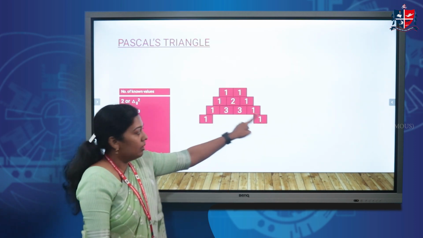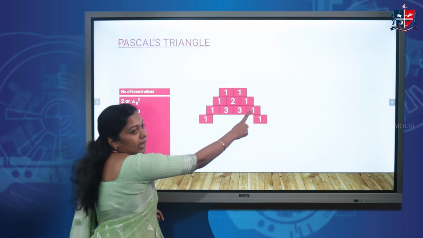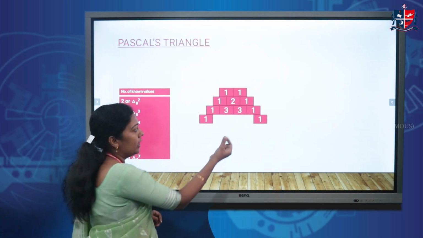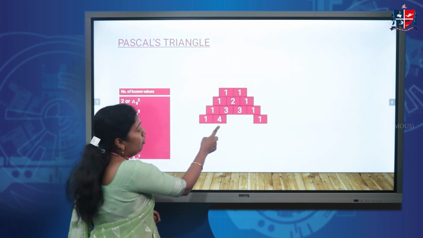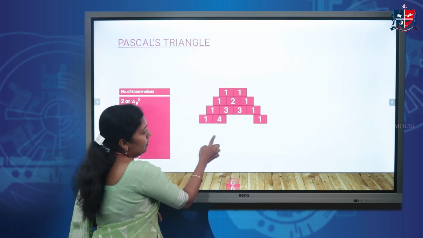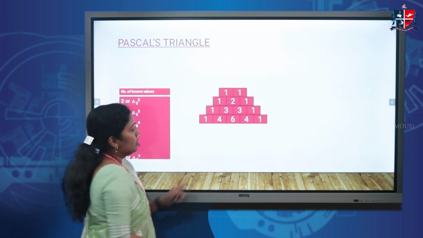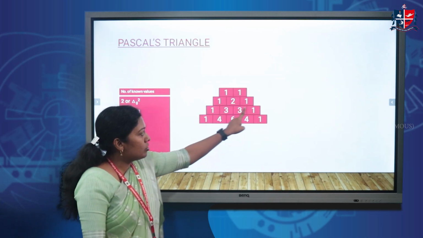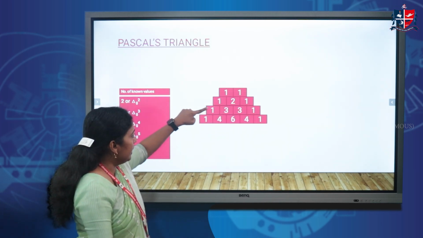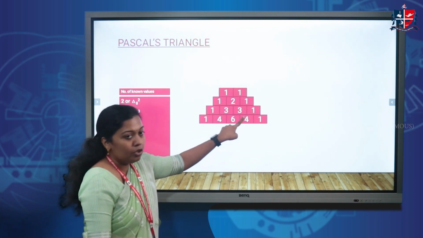Similarly, in the fourth line, we again bring the 1 down, that is 1 and 1, to the left and right extreme. Then take the third line and add the 2 values together, that is 1 plus 3, 4, 3 plus 3, 6, again 3 plus 1, 4. See how the values in the fourth line come from taking the values of the third line 2 each: 1 plus 3, 4, 3 plus 3, 6, 3 plus 1, 4.